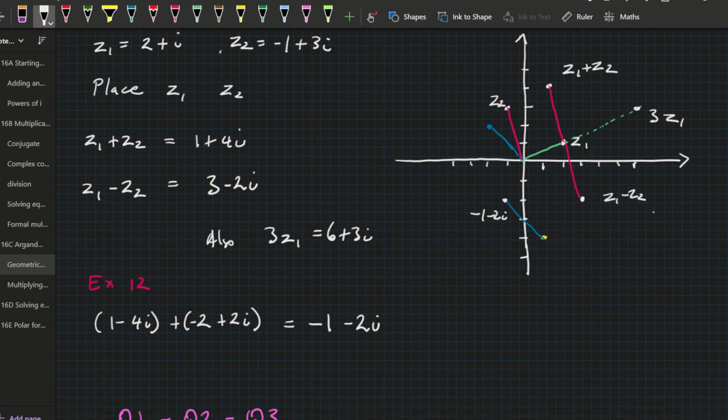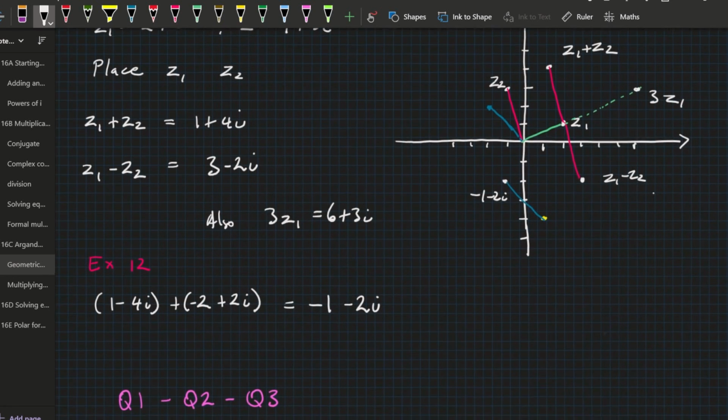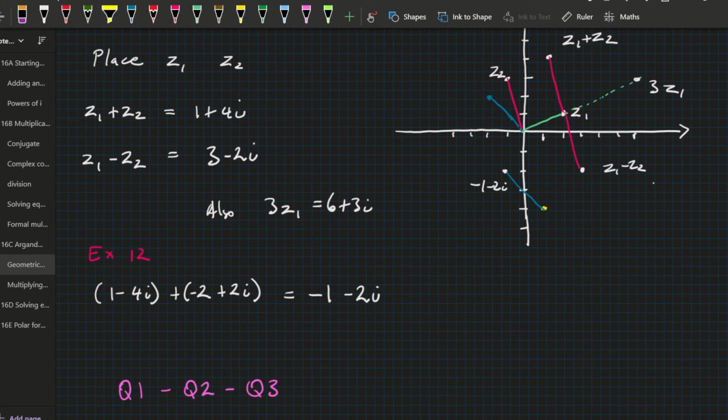All right, so that's just adding and subtracting, and also there is some scalar multiplication in some of those questions. So you should have a go at questions 1, 2, and 3 in the text at this point. All right, I'll see you in the next bit.